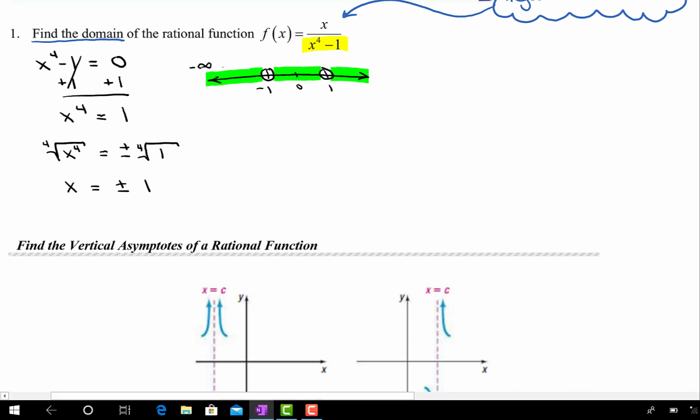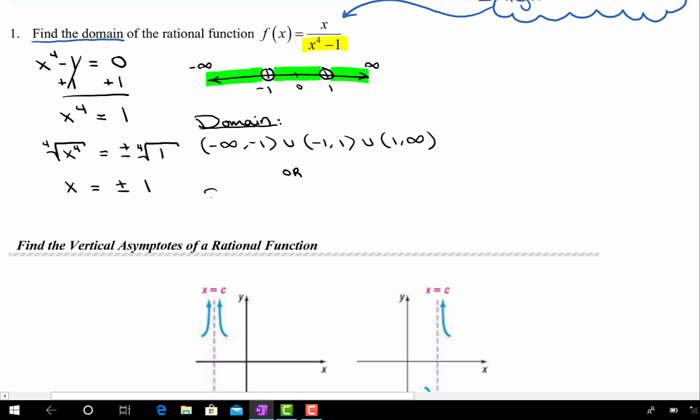So when I write this out, it's sometimes helpful to write a number line, especially if you're going to be using interval notation to write the domain. So my domain is going to be the open interval from -infinity to -1, union, open interval from -1 to 1, union, open interval from 1 to infinity.